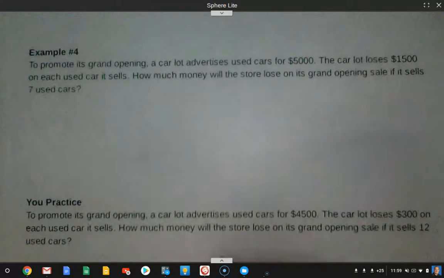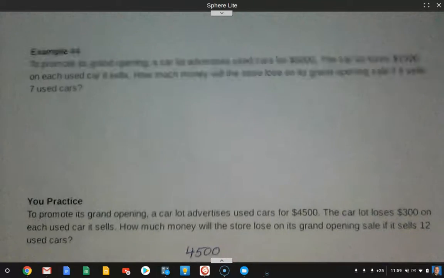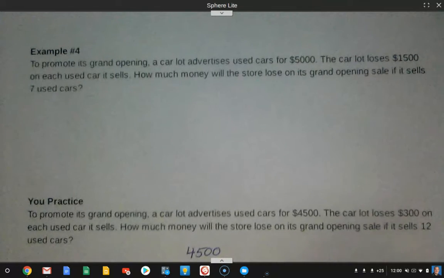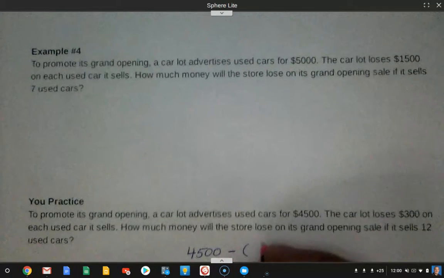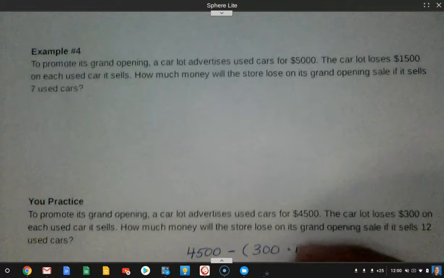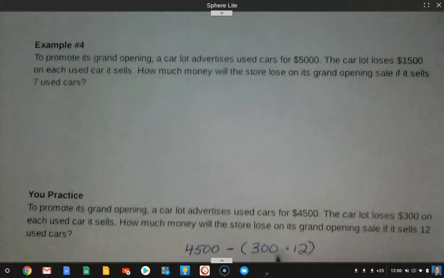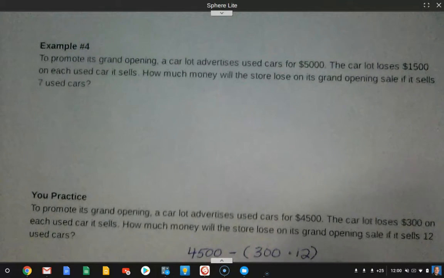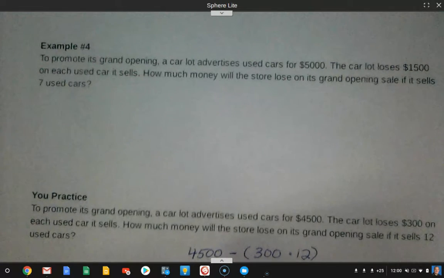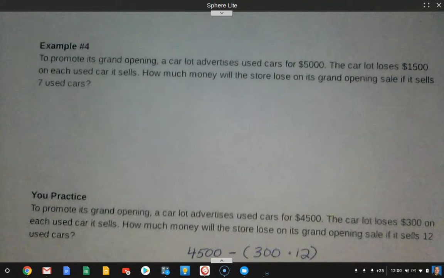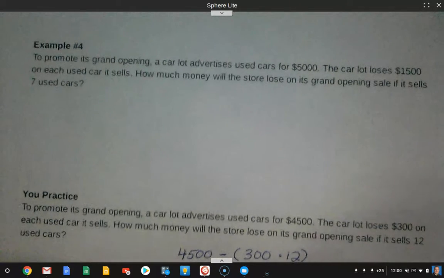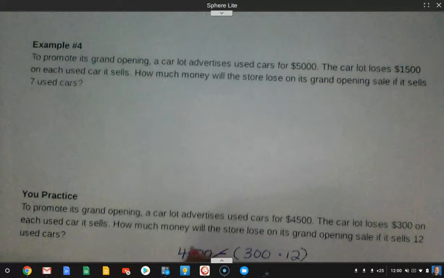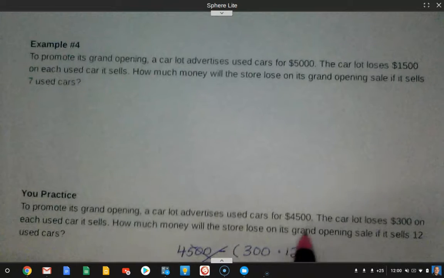So if we do this, we know that we are going to start with $4,500. We know it's going to lose $300 on each car that it sells. If it sells 12 cars, I know that it's going to lose $300 times 12, because for every car that's sold, it's going to lose $300. So I'm going to multiply the number of cars by 300. Now if I do this, I will get 3,600. Whoops. Actually, do I even need to know this? Probably not, because this wouldn't make sense. Oh, I'm not even doing the right problem.